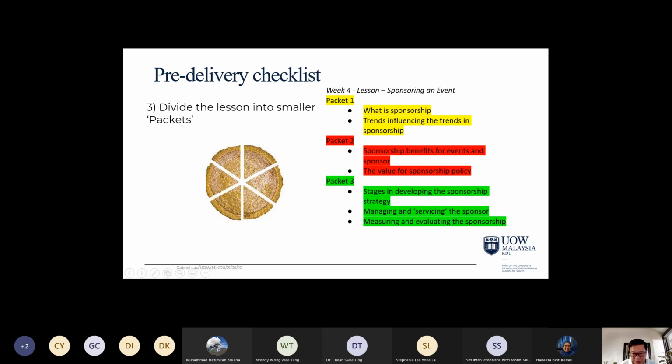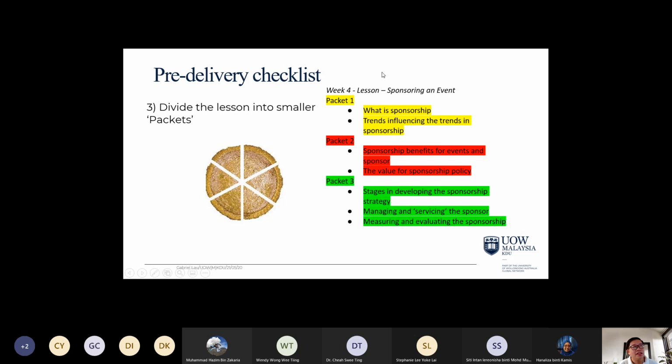Now, following, okay, number 3. Once you look at it already, my advice is this number 3. I always divide the lesson into smaller packets. Now, I use the word packet. Some people like to use the word sections, units, and so on. I use the word packet. It is like, if you look at this pie over here, this is the lesson of the day. Today's lesson is this whole pie. I break it down into 6 key aspects.